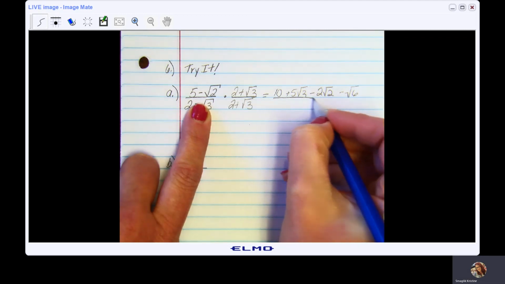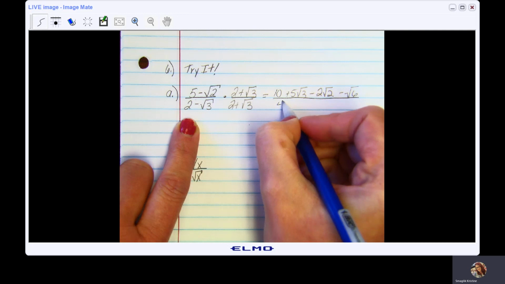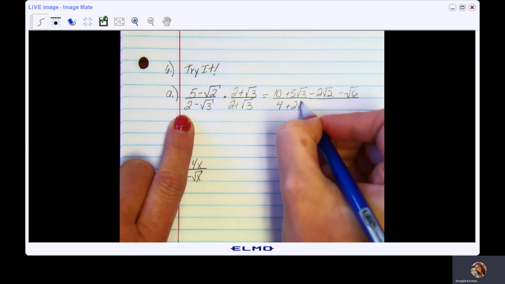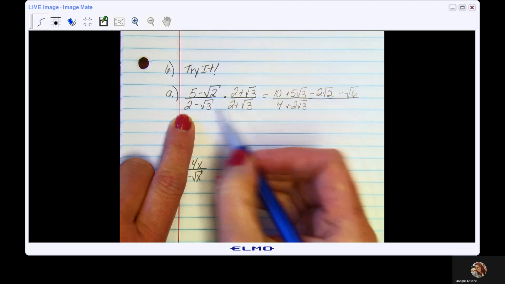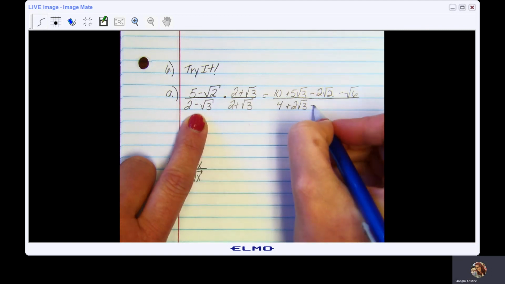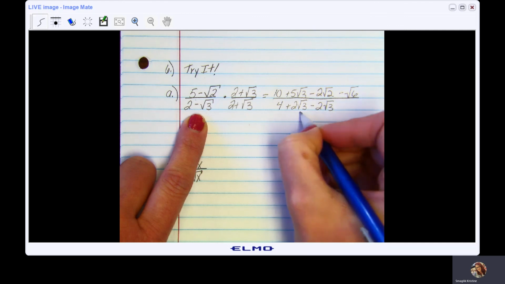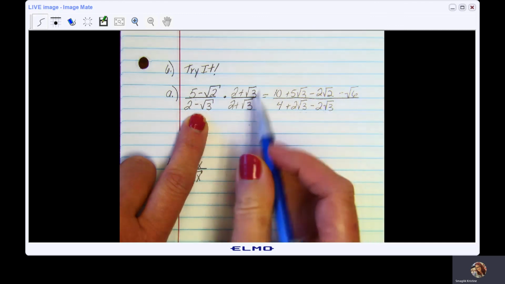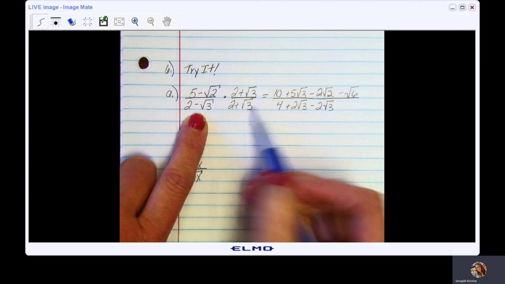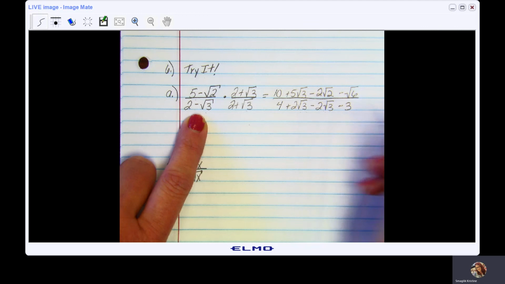Let's do the denominator. 2 times 2 is 4. 2 times the square root of 3 is 2 times the square root of 3. Negative square root of 3 times 2 is minus 2 times the square root of 3. Again, see how your middle terms are going to cancel out? Negative square root of 3 times the positive square root of 3 is going to be negative 3.